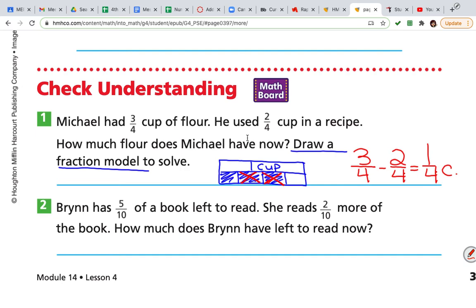Number 2, Bryn has 5/10 of a book left to read. She reads 2/10 more of the book. How much does Bryn have left to read now? Let's do a subtraction equation. So she had 5/10, then she reads 2/10. So how much does she have left? 5 subtract 2 equals 3/10. She has 3/10 of the book left to read. And that's it.